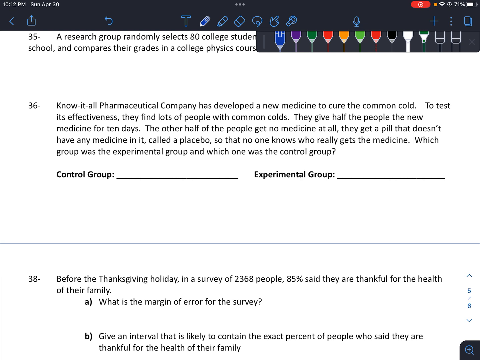So the control group is those who get the placebo. The experimental group is the treatment, the new medicine, those who actually get the medicine.